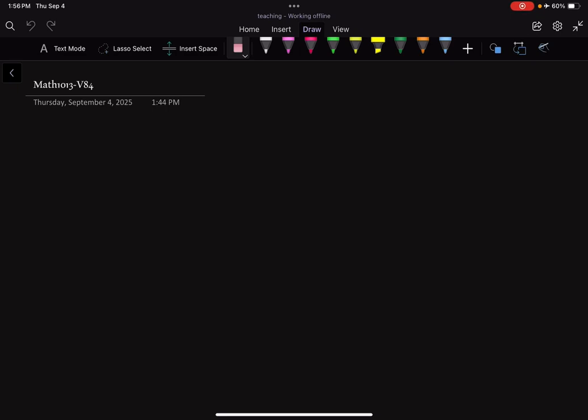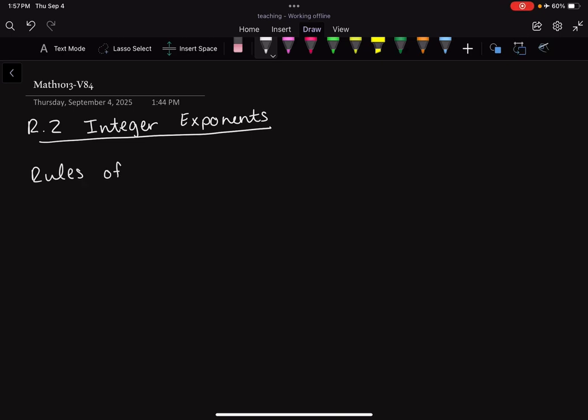So our first section that we're going to be going over is R2. And so the R is supposed to be like review. So these are supposed to be review sections. And so the first one that we'll go over is integer exponents. And so the first thing that I want us to do is to go over some rules of exponents, review a little bit of those. So we're going to go through some rules of exponents.